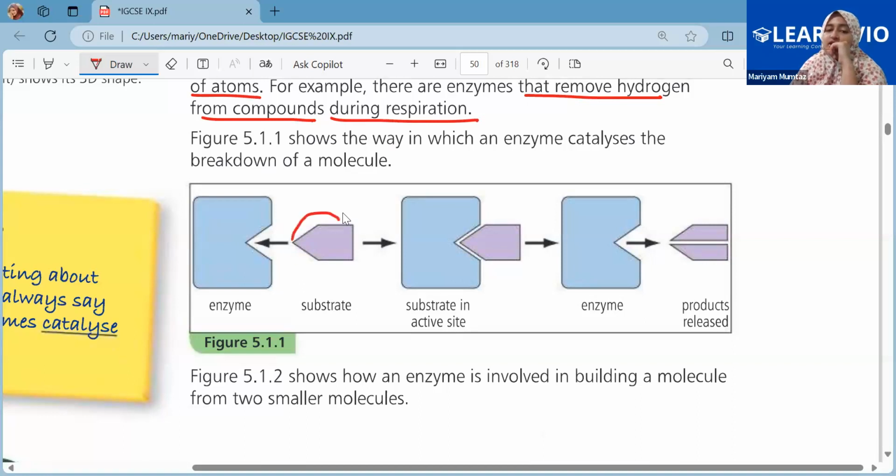The substrate is the structure on which the enzyme will act. So this substrate goes to this site which is known as the active site. Every enzyme has... Can you give me a second?